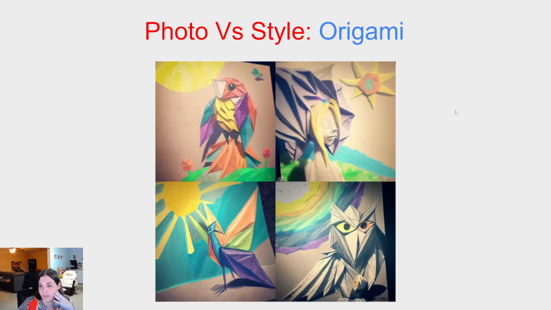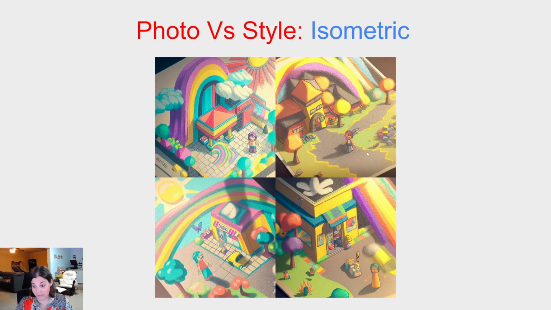Origami was another one that I threw in there. I thought this was interesting that they pulled out birds on these three, but this one they did pull out a girl, and you can kind of see that paper-like feel to it. Isometric. We all love isometrics lately. I thought Midjourney did a really great job of creating an isometric version of the particular image. It would be a great thing for game development.